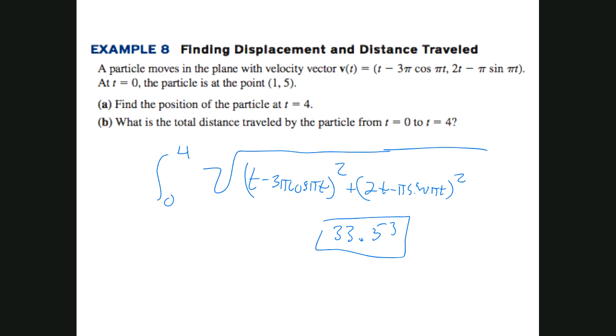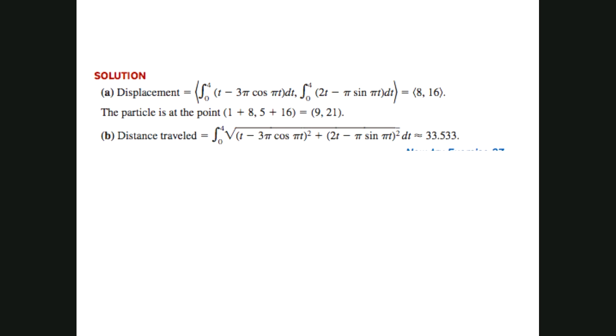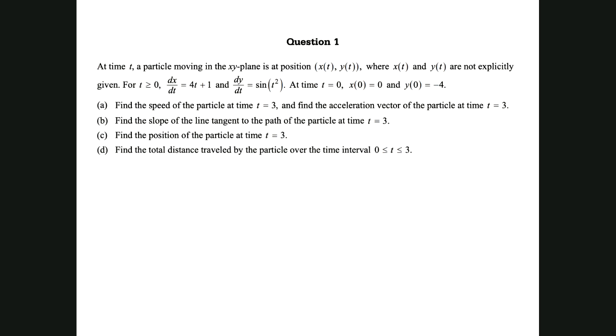All right, so that's total distance and position. Now, let's take a look. This is a problem off an AP test. It says at time t, a particle moving in the xy plane has a position x of t, y of t, where x and y are not explicitly given. For t greater than 0, dx/dt is 4t plus 1, dy/dt is given. It says find the speed of the particle and find the acceleration vector of the particle at time t equal to 3. That should be a pretty easy one to do.